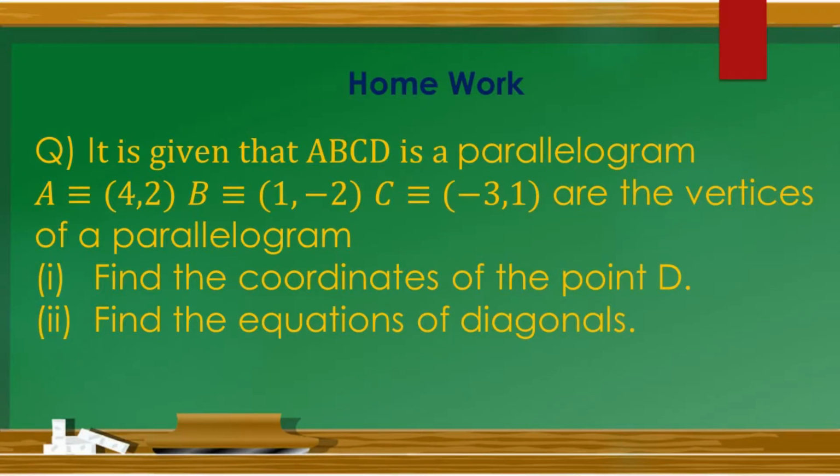It is given that ABCD is a parallelogram. A, B, C coordinates are the vertices of a parallelogram, right? So the coordinates are given. Find the coordinates of the point D. Find the equation of the diagonals, right? So how to do this?